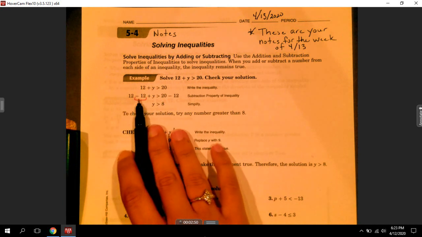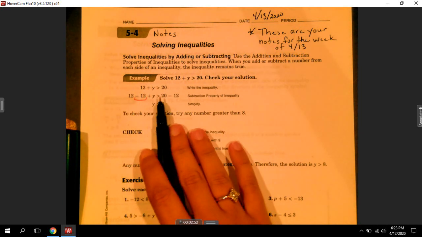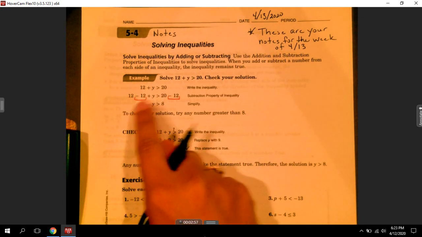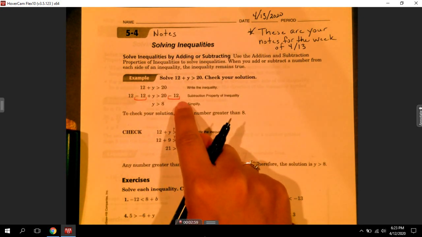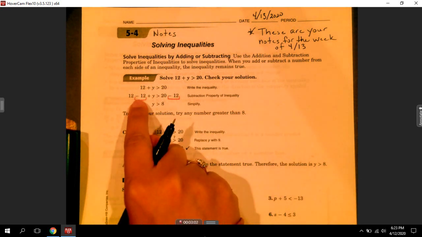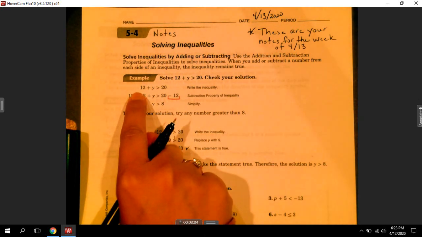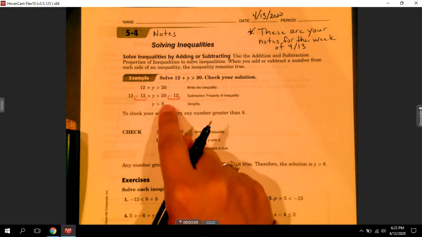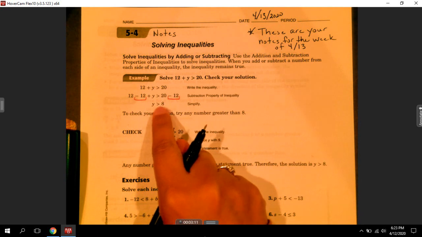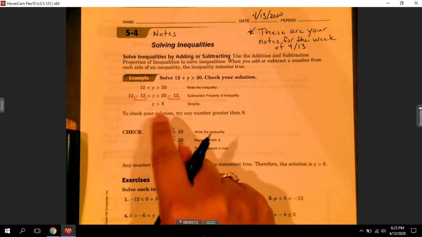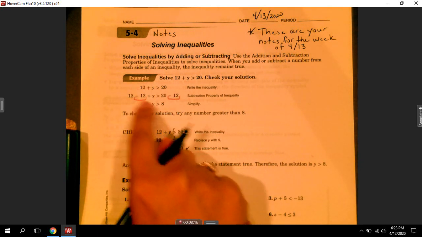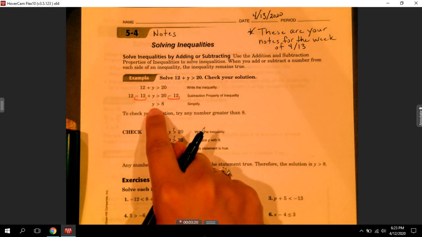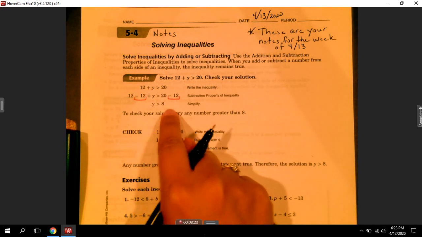We've got 12 minus 12 plus y is greater than 20 minus 12. Remember, we subtracted 12 from the left, so we have to subtract the 12 from the right as well. Then that 12 minus 12 becomes 0, so it just goes away, and you're left with y on the left-hand side. And then 20 minus 12 leaves you 8 on the right. So y is greater than 8. That means in order for that inequality to be true, y has to be greater than 8. So it could be 8.1, 8.2, or it could be 9, 10, and so forth.